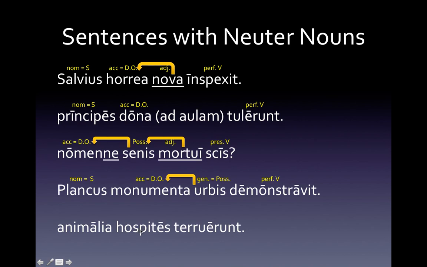Hospites could also be nominative plural or accusative plural because it's third declension. So which one's nominative, which one's accusative? Outside the context of a complete story, we don't really know. We can just go with what makes the most sense. Just make sure your translation matches if you come across something like this. So here I put the animals as the subject, the guests as the direct object, and then we have a perfect tense verb. So the animals terrified the guests.